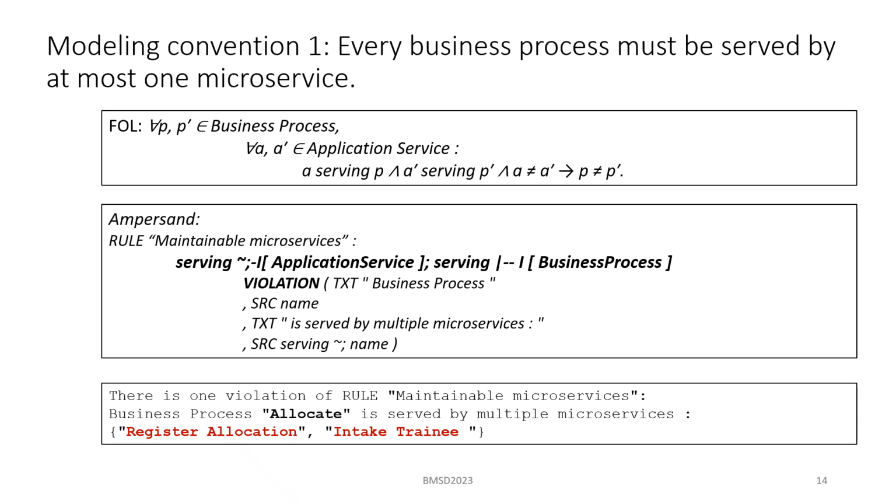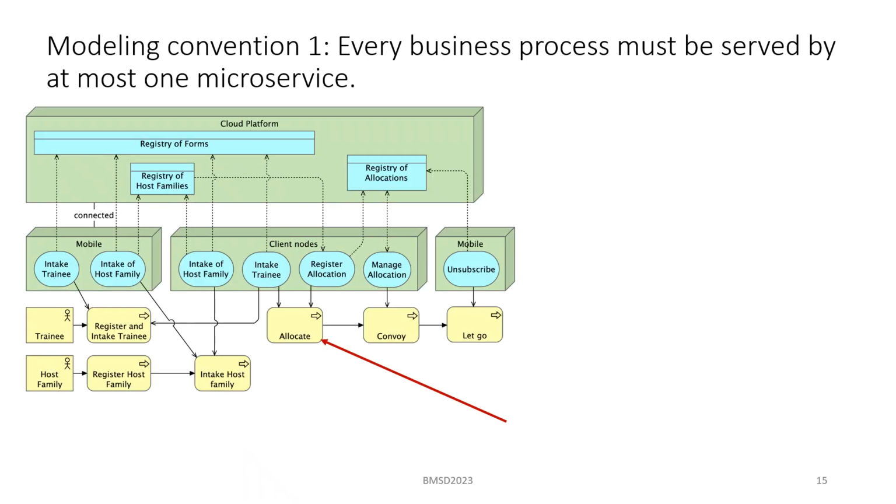There is one violation: business process allocate is served by multiple services, register allocation and intake trainee. In this figure, we see the violation. Process allocate is served by two microservices. The association allocate intake trainee has been deleted to correct this model.